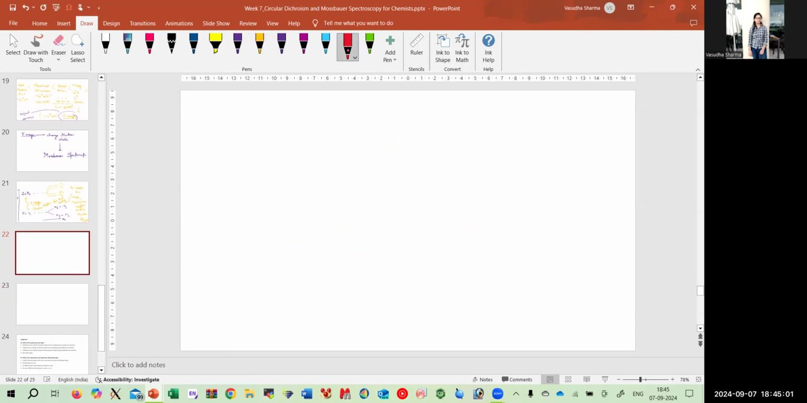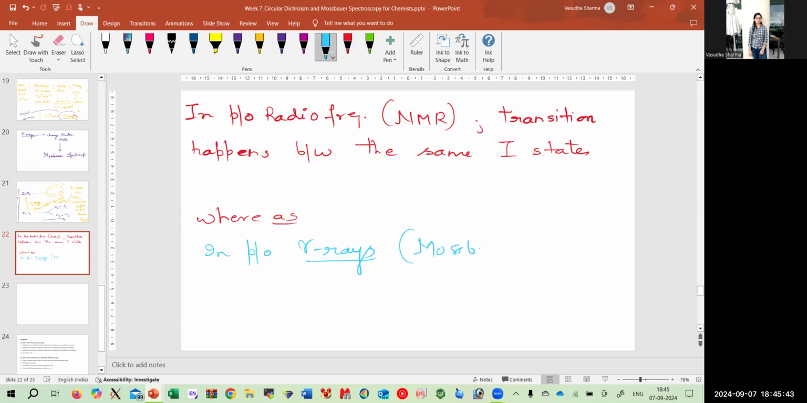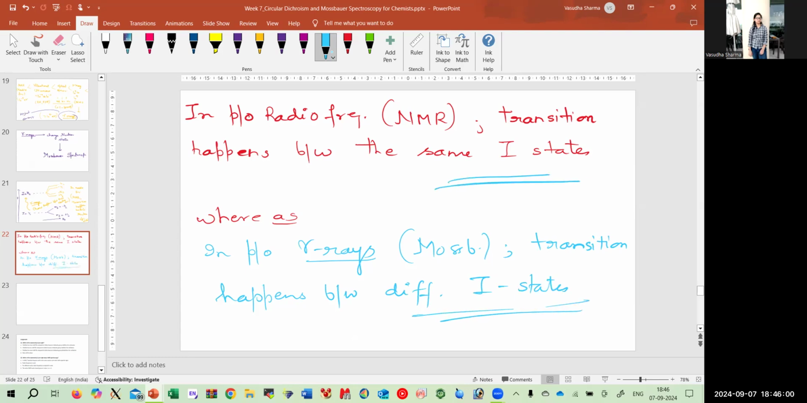So what I said is, in presence of the radio frequency, that is for the NMR, the transition happens between the same I states, nuclear spin states, whereas in presence of gamma rays, which is for Mossbauer, after the resonance, the transition happens between different I states. So be very careful with this terminology.